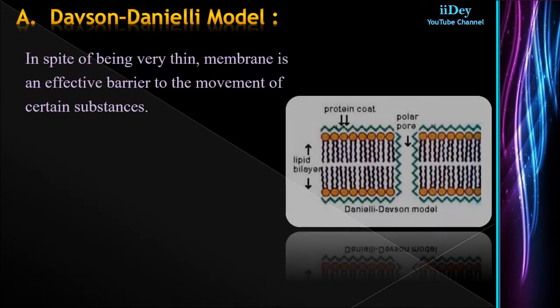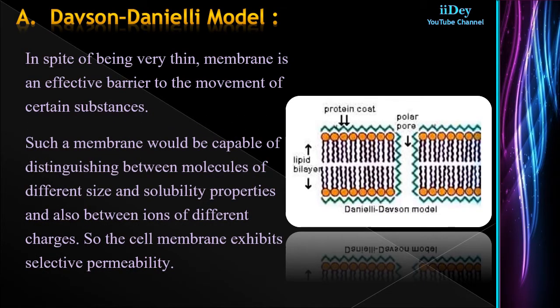In spite of being very thin, the membrane is an effective barrier to the movement of certain substances. Such a membrane would be capable of distinguishing between molecules of different size and solubility properties, and also between ions of different charges. So, the cell membrane exhibits selective permeability.